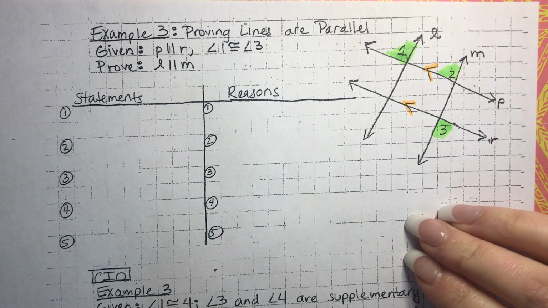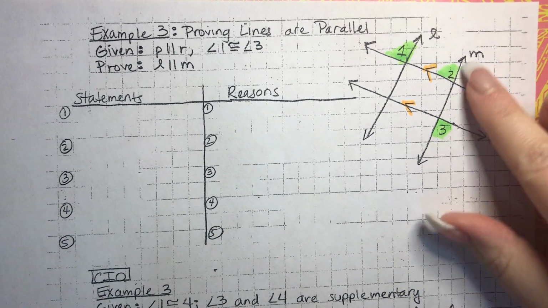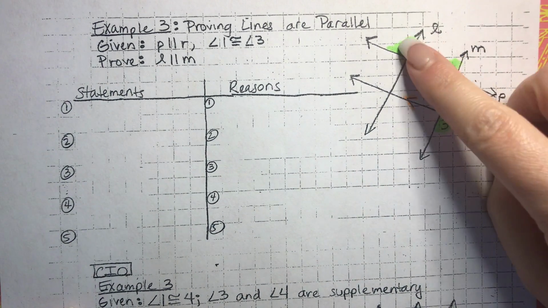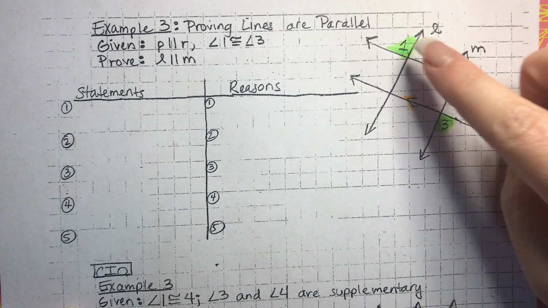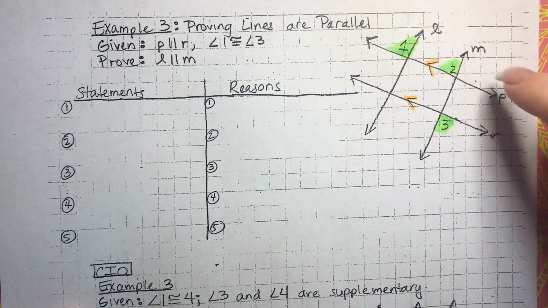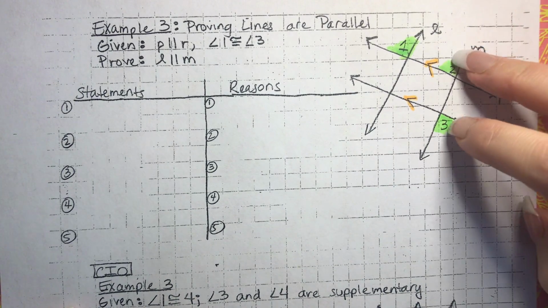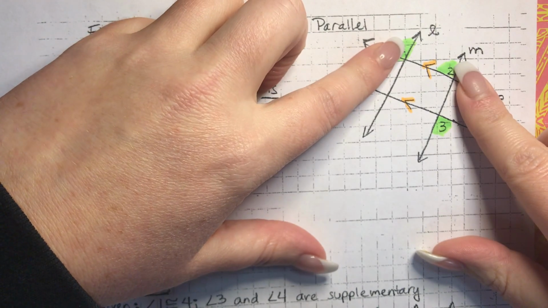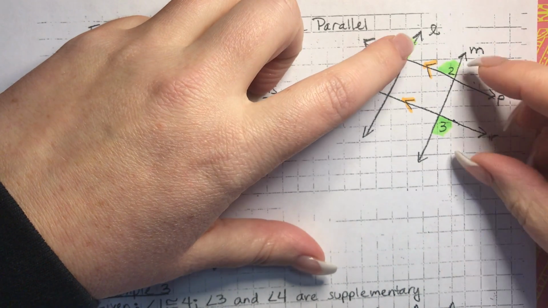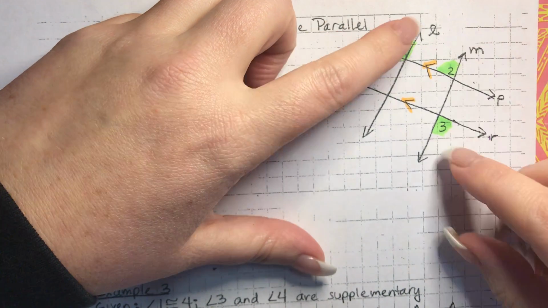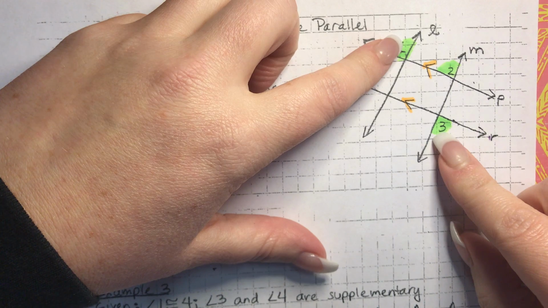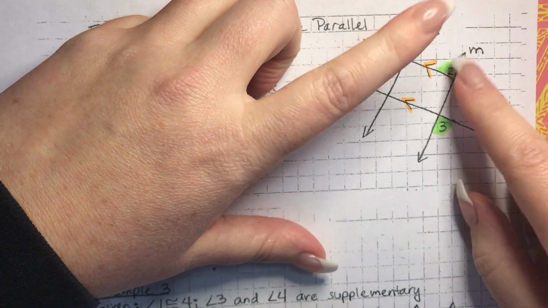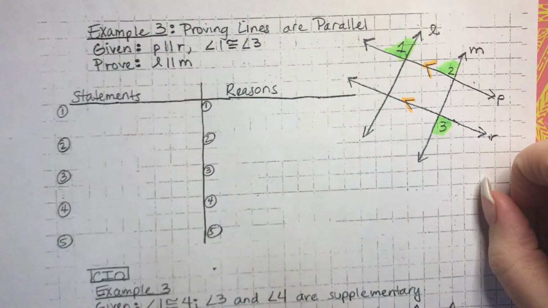So there's no parallel marks here. We have to prove that they're parallel. But if you look at these two, we know that these are congruent, right? So because these are congruent and these are congruent, we can say that those are congruent by, do you remember what that is? If these two are congruent and those two are congruent, why can we state that those two are congruent? That is the transitive property of congruence.